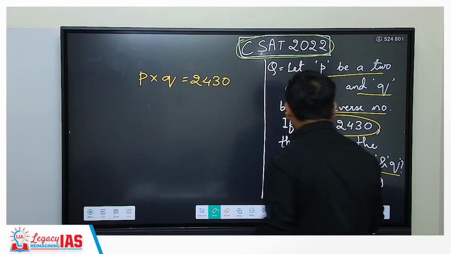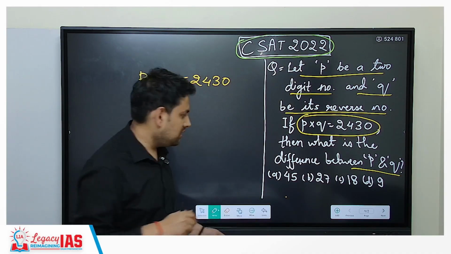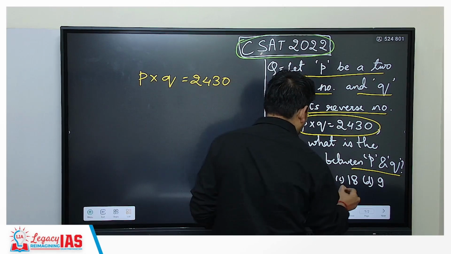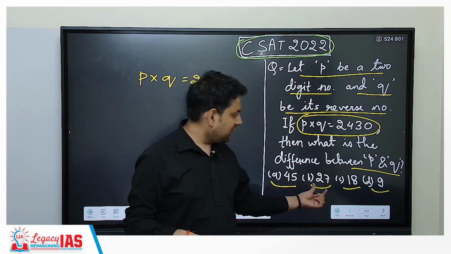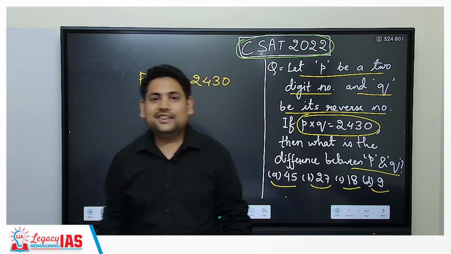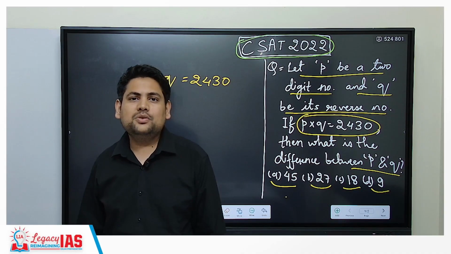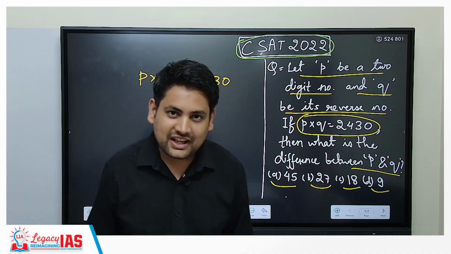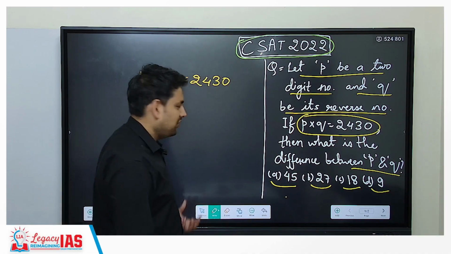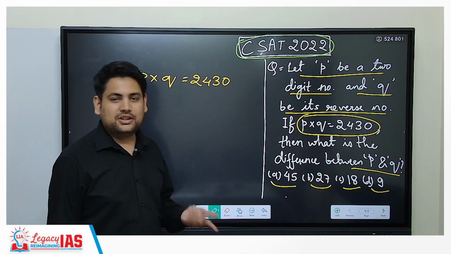But what UPSC has done very cleverly is they have given you options, all of which are multiples of 9. So 45 is a multiple of 9, 27, 18, 9, all are multiples of 9. That's why none of that theory is used here. So we now have no theory with us, and we must do it in a very logical way by our own first principle thinking.